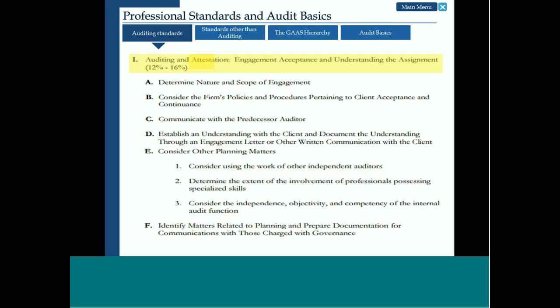auditors. So the first point would be talking about this, and this has a weight of 12 to 16%. So when I say 100 questions, there is a possibility that 12 to 16 questions will come from this unit of the audit subject. The major part here is anything you do before accepting a new client or renewing an old client.